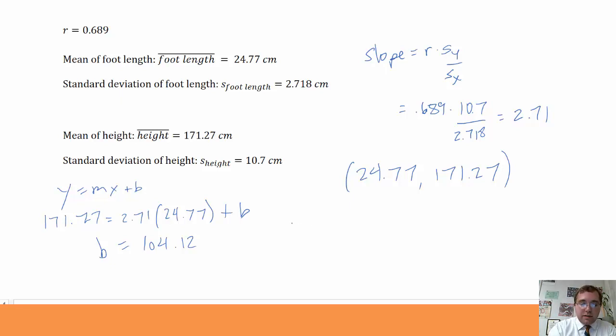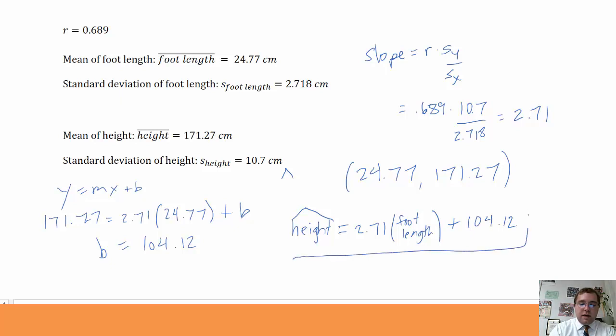We are predicting the height. That's our response variable. So the predicted height, which we indicate by putting a hat over the height. A hat is just this caret-looking thing, this little peak over height. The predicted height equals the slope, 2.71, times the x variable, which is foot length, plus the y-intercept, 104.12. And that is a perfectly acceptable way to write the equation of the line.